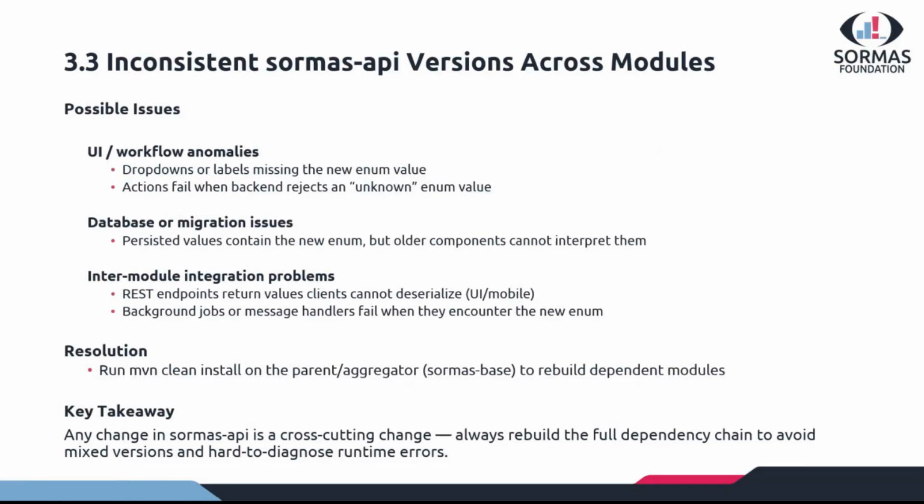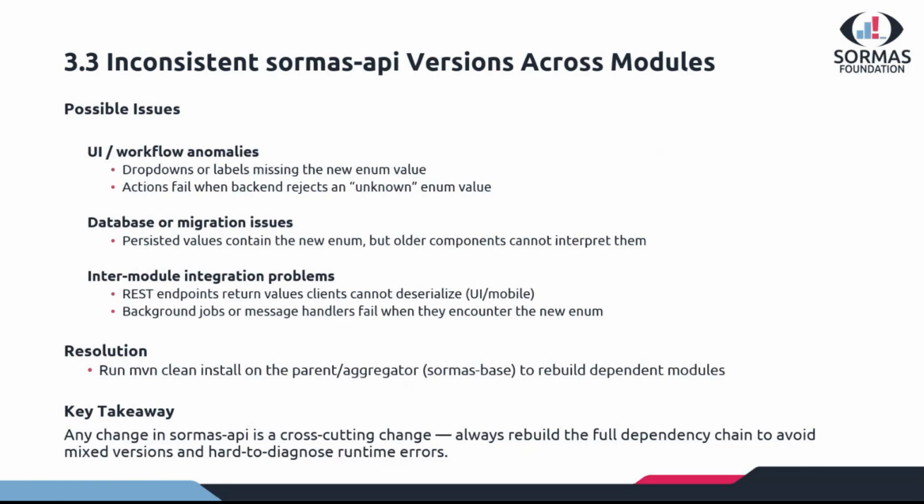Other issues that also come up with inconsistent SORMAS API versions in different modules is that you have UI anomalies, okay? So you could have added a new enum and worked on the backend and rebuilt the EA module and redeployed. But now you go to the UI, you can't find the new enum in the dropdown. So also if you have inconsistent versions, we're just using enum as an example so that it's clear to understand.